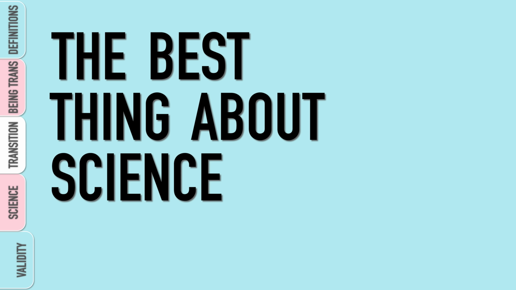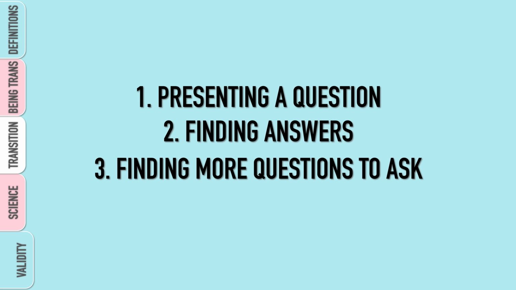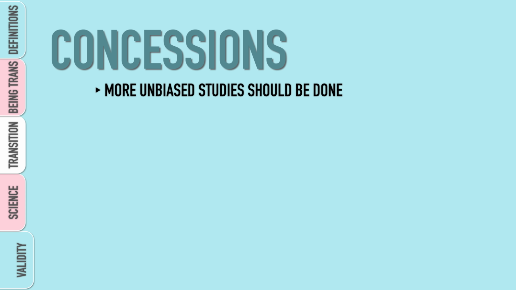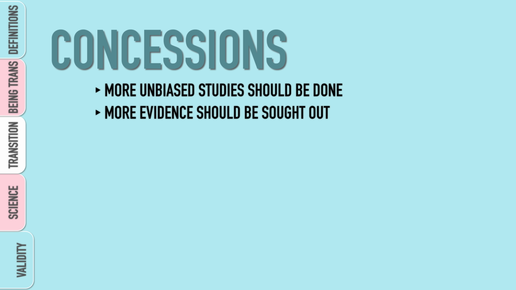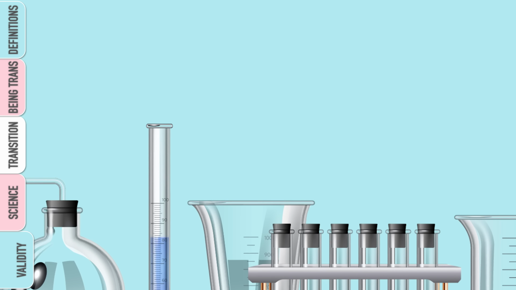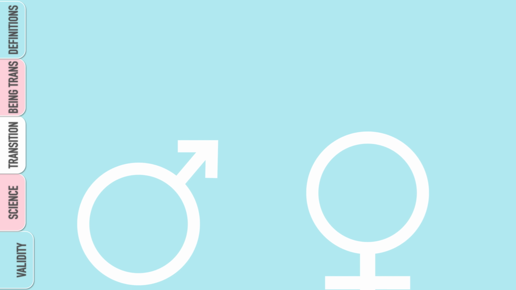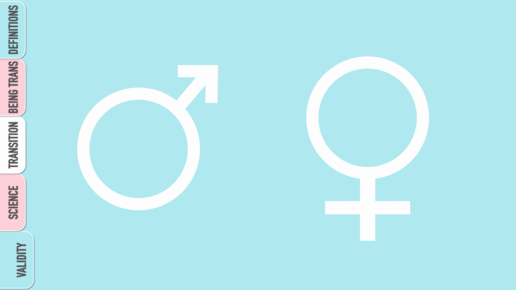The best part of science is that it is an endless endeavor of presenting a question, finding answers, and most times, finding more questions to ask. So we concede that more studies should be done, more evidence should be sought out, and more questions should be asked. But as for now, the science and data are pretty clear. If you asked me or many other researchers who have spent years looking at this data, the concept of gender was put into a binary system because we allowed it to get that way.